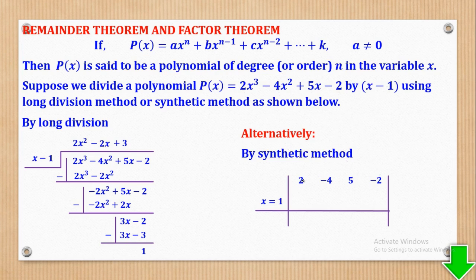Now how is it done? Bring this 2 down. That's the first step. The next step is to multiply this 2 by this and write it here. So 2 by 1 gives you 2, and that's what I'll put here. Then I add this plus this, what does it give me? It gives you negative 2, so I'll write it here. Then I repeat the procedure. Negative 2 times 1 is negative 2, so write it here. Then add 5 plus negative 2 gives you 3, so write it here. Then repeat the procedure. 3 times 1 is 3, so write it here. Then add this plus this gives you 1, that is here. So this value at the very end becomes our remainder.